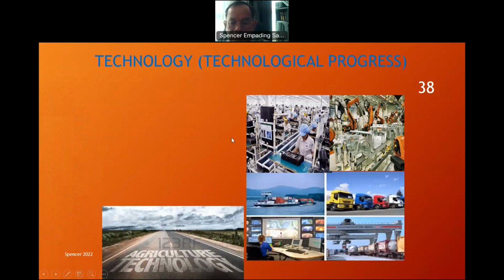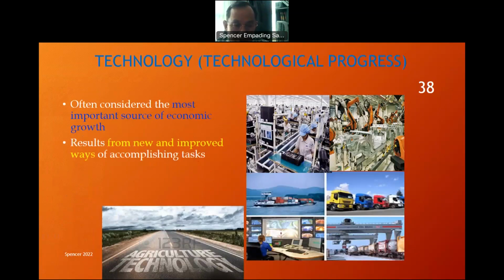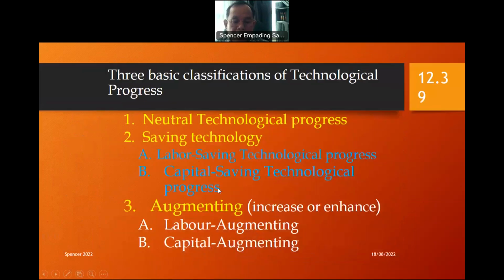Okay, I'd like to show you some examples and pictures here. Some of the technological progress, for example in manufacturing, in transportation, and in agriculture too. So the technological progress is often considered the most important source of economic growth. It results from the use of new and improved ways of accomplishing tasks, doing jobs.